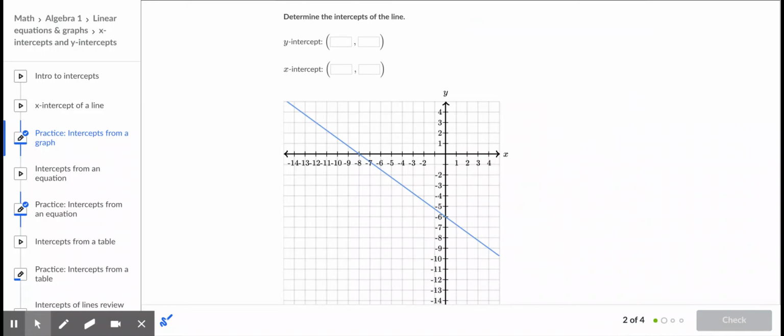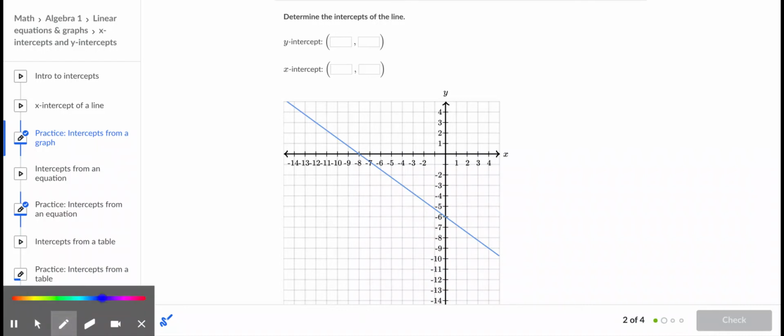Same thing here. They want to know the y-intercept and the x-intercept. Notice how they tried to trick us here and they put the y-intercept first. Do not let them get you confused. So I find my y-axis. It's going up and down, or vertical. I look and I see that it crosses at negative 6. So I know that my y-intercept would be 0, negative 6.